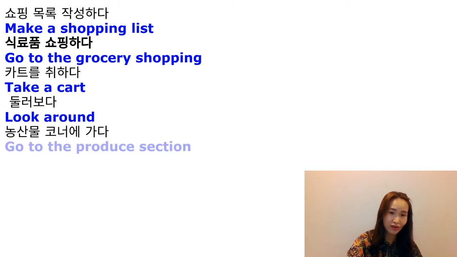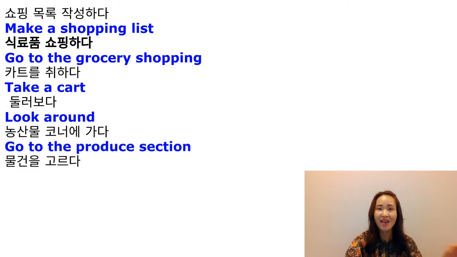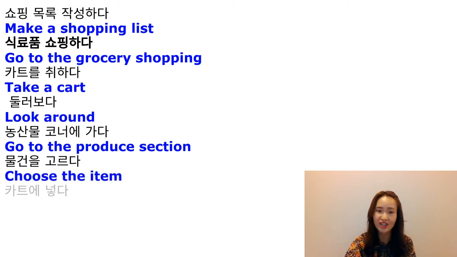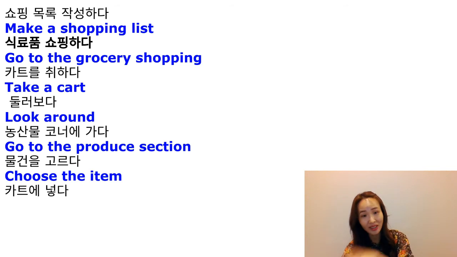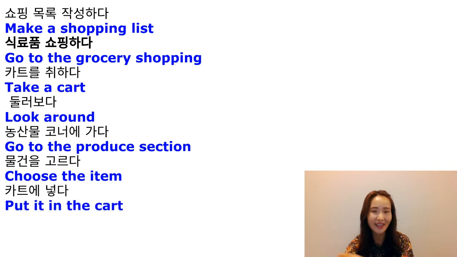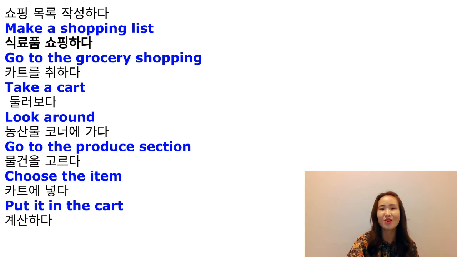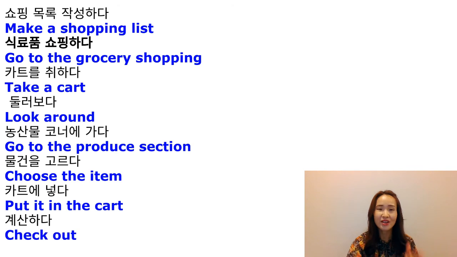They look around, and then they go to each section, right? They go to the produce section, right? And then they pick the item, right? They want to buy something, they pick the item, choose the item, and put it in the cart, right? Put it in the cart. Also, after shopping, you cannot just leave the market, right? You have to check out. Check out. So this is a procedure, right? When you go to a grocery market, these are the procedures you go through.